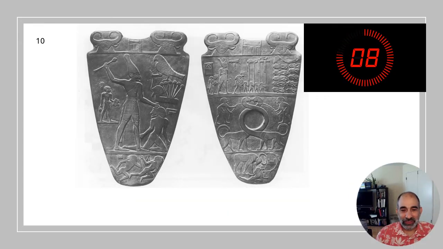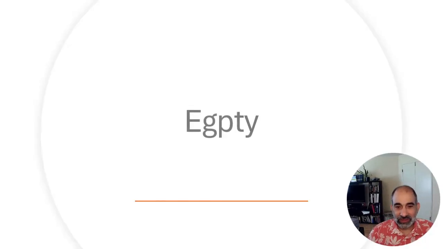Ooh, another cool one. Might figure it out from the images. It's called the Palette of Narmer. And this is, of course, also associated with ancient Egypt.